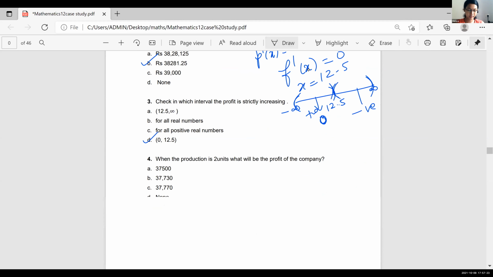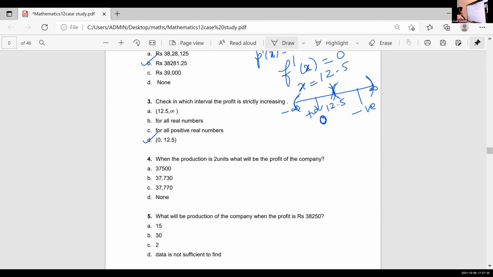Now look at the next one. When the production is 2 units, what will be the profit of the company? When the production is 2, you put x is 2 and find out. Similarly, what will be the production of the company when the profit is given? So complete the fourth one and fifth one. Substitute in the profit function. When x is 2, what is the corresponding profit?